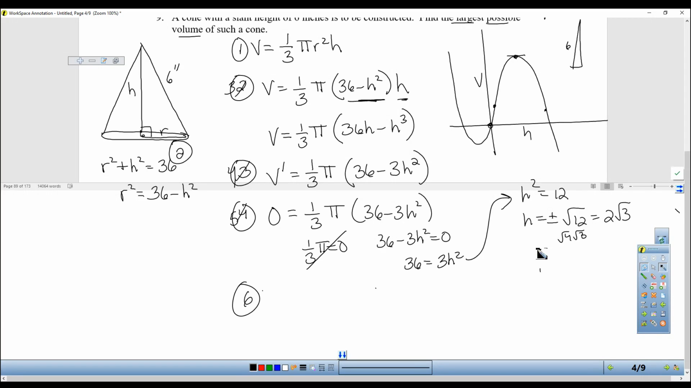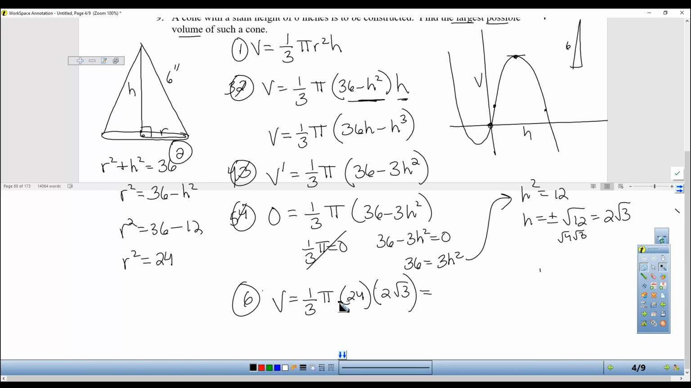So a lot of times people go back now and they find the r, which is not bad. R squared is 36 minus h squared is 12. So r squared is equal to, what is that, 24. And so the volume, which is what they want, is 1/3 pi r squared. Notice I didn't actually take the square root because I knew I was going to want r squared times h, 2 square roots of 3. This will give you the volume.